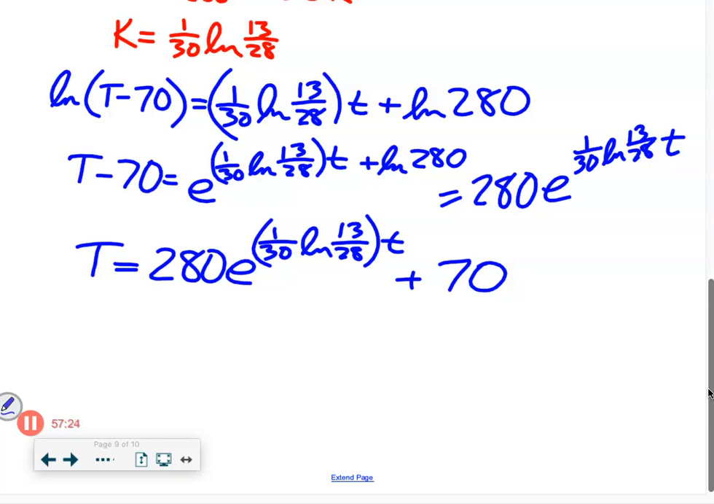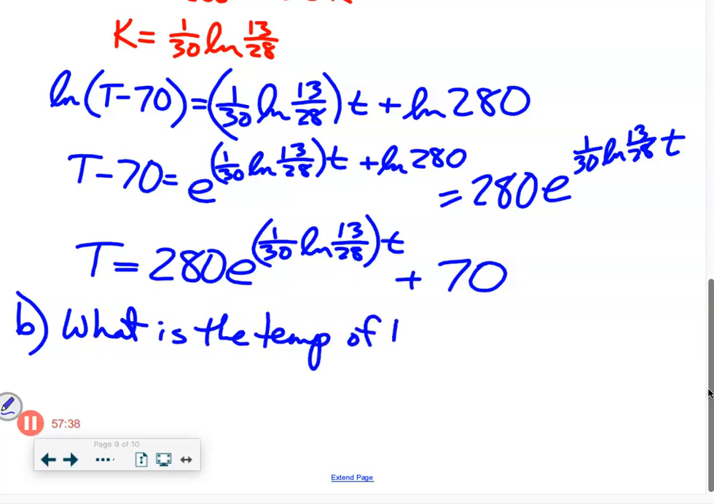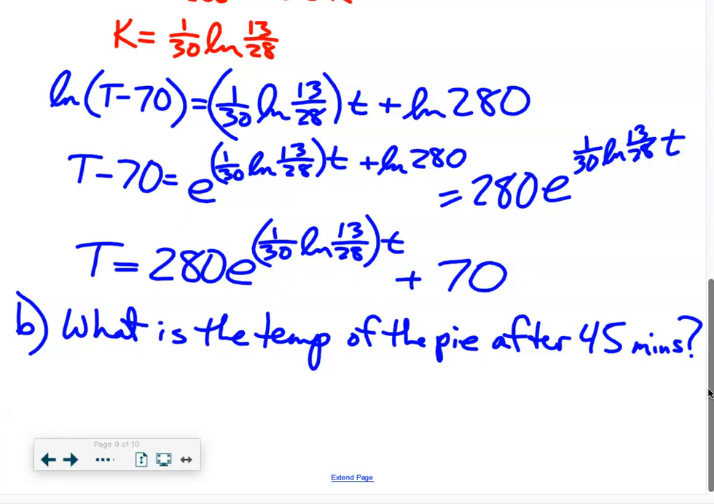Okay, you have now found your function T of t. Here's question part B. What is the temp of the pie after 45 minutes? You may use a calculator, yes, and you're just plugging in 45 for little t. Okay, I can do that.